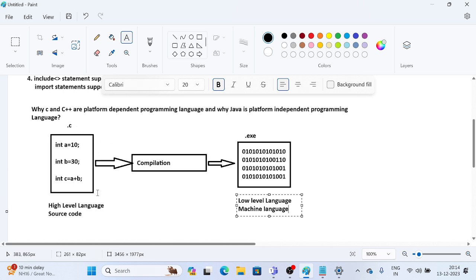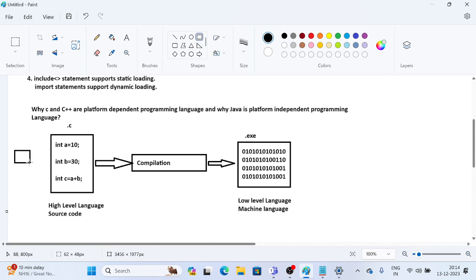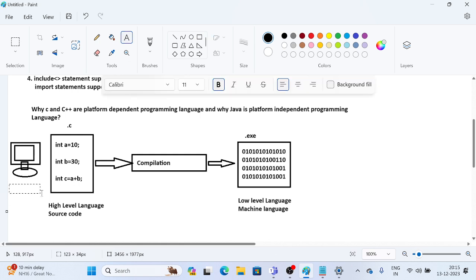if you are writing a code in the Windows operating system, just imagine that you have a system and the system is supporting Windows OS. You have a computer, just an assumption. You are writing a code in your computer, and this computer is designed for Windows operating system. Right. So you are writing the source code in this machine, Windows operating system. So let me write it as Windows OS.